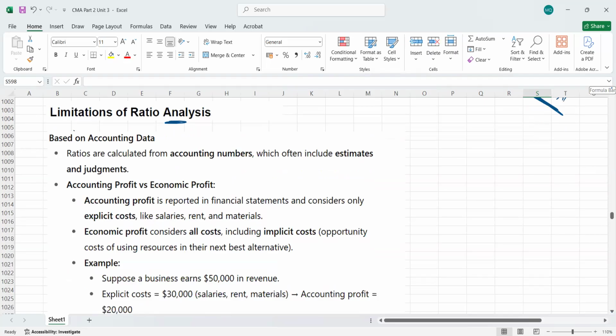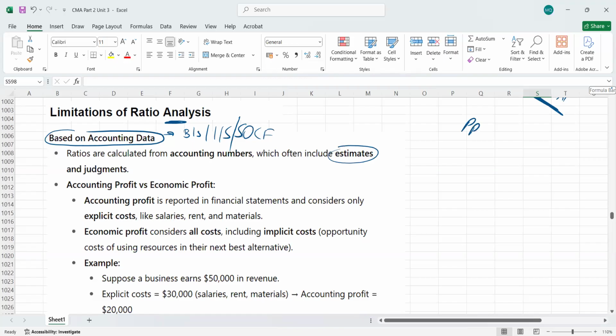Ratios are based on accounting data. Mostly the figures you will take either from the balance sheet or from the income statement, and at maximum from the statement of cash flows also. These are the major sources of data from where we get the information to calculate the ratios. Now, it's all accounting data, and the question is why accounting data is problematic. Because accounting data might include a lot of estimates.